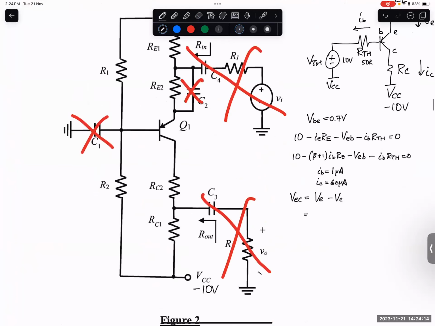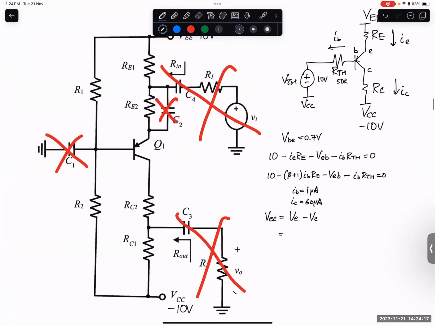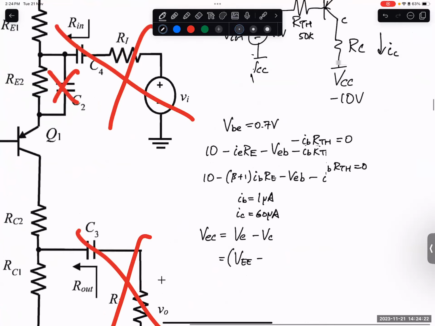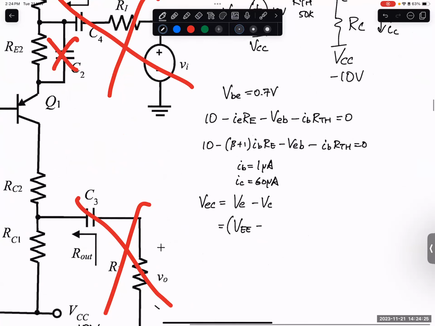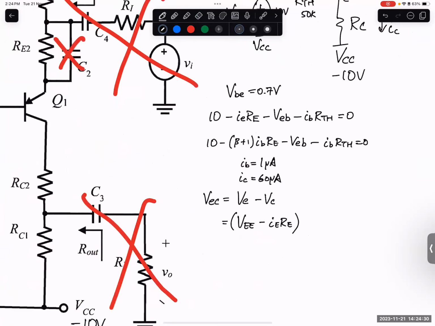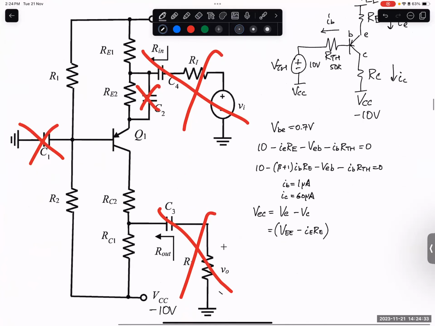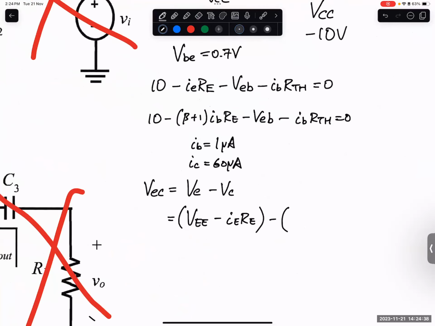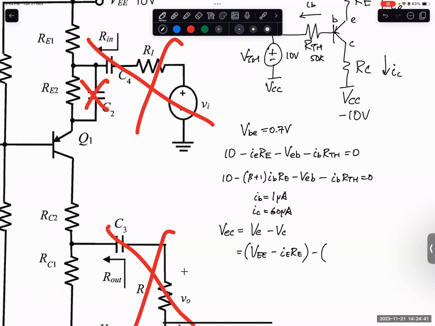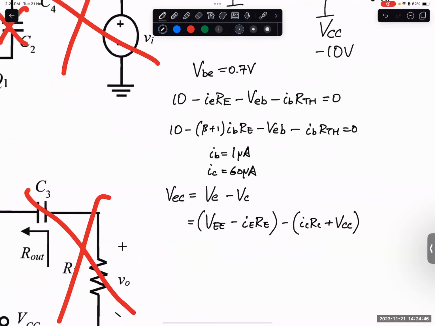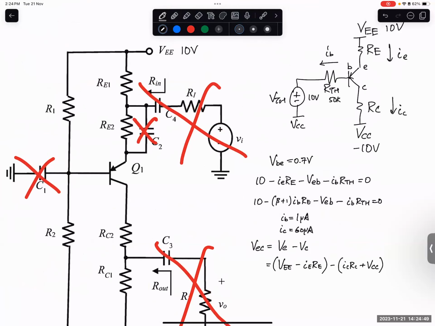It's V minus... okay, this is VEE minus the IE RE, right? Now you get VE already, correct? And then VC is what? IC RC. Okay, this one is IC RC plus VCC, correct or not? You just write it then. Do you agree or not? Agreeable.